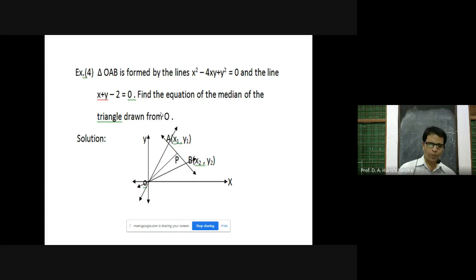Now OP is the median in this figure. Ultimately, P is the midpoint of the segment AB. Once you get the coordinates of point P, the coordinates of the origin O are known to you. So the median is passing through the points O and P, and their coordinates will be known, so you can find the equation of that median using the two-point form. If you know the coordinates of two points on a line, the equation of that line can be obtained using the two-point form.